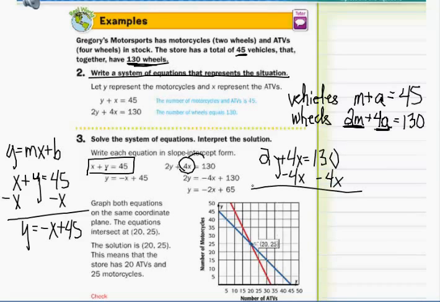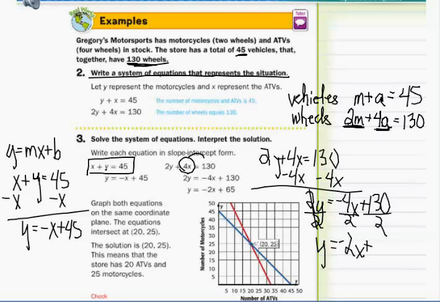Now, notice what I'm doing here. This is a plain 130, and this one has an x on it. Those are not like terms. I cannot subtract those. I just simply have to write them next to each other. So I've got 2y equals negative 4x plus 130. Y has to be by itself, so divide by 2, divide by 2, divide by 2. Y equals negative 2x plus 65. So here are my equations that I would then have to graph.